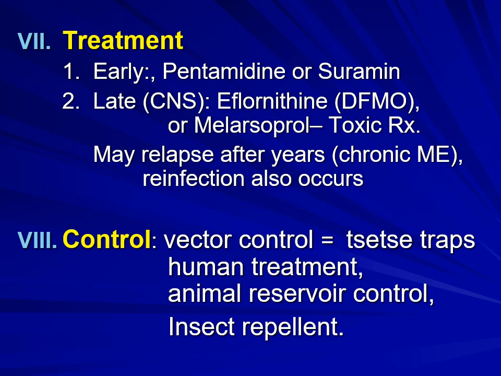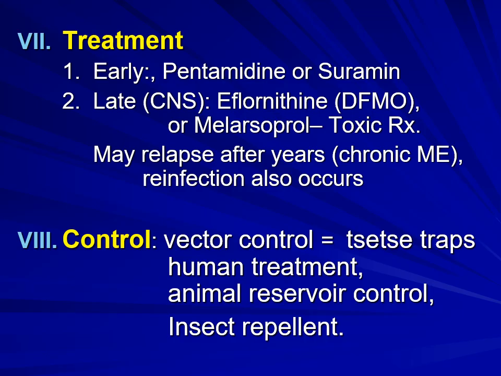Treatment early, that is within the first and second stage, pentamidine or suramin. Late stage, that involves the CNS. Again, those names coming from outer space, eflornithine, DFMO, or melarsoprol, but those are toxic drugs and they are not easy to administer to the patient. And also the illness may relapse after years with chronic meningoencephalitis. Reinfection also can occur.